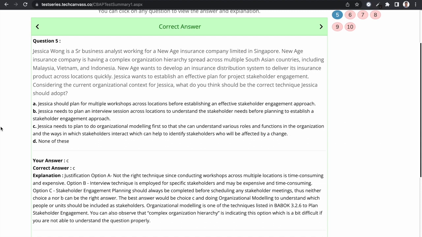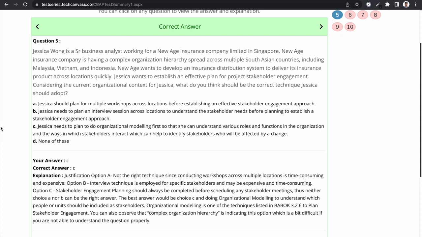So it talks about workshops. So it's not a right technique because conducting the workshop across multiple locations will be time consuming and expensive. Option B, which says about interview technique. Well, interview technique is employed for specific stakeholders and again it can be expensive and time consuming.